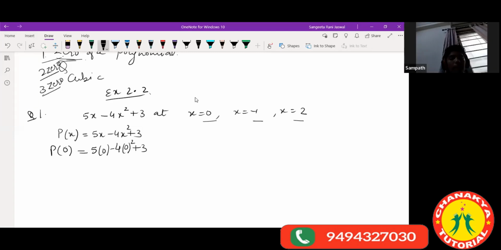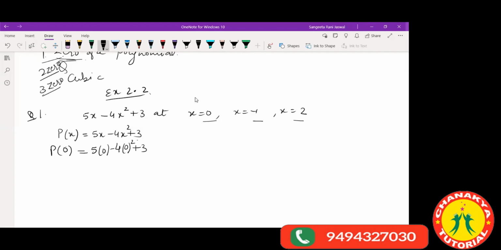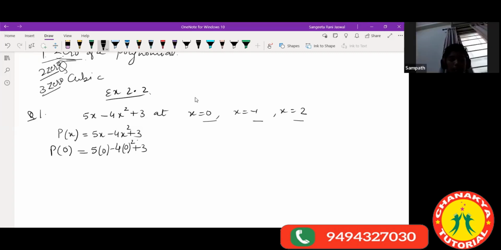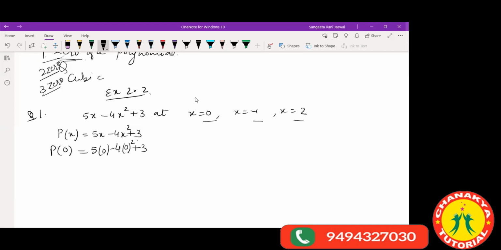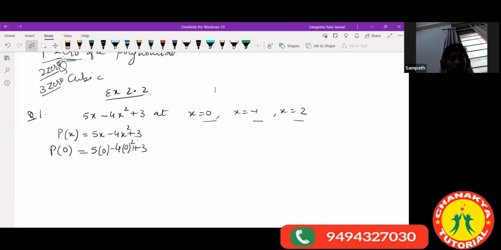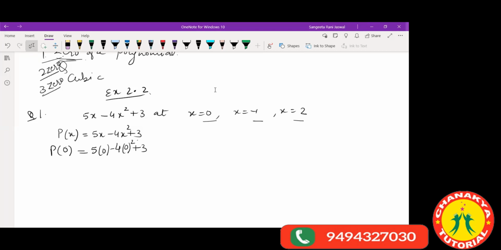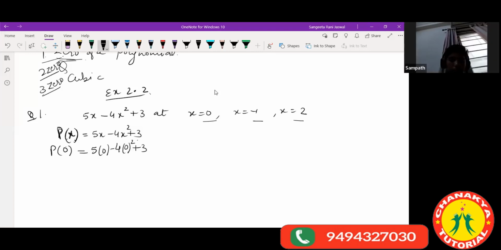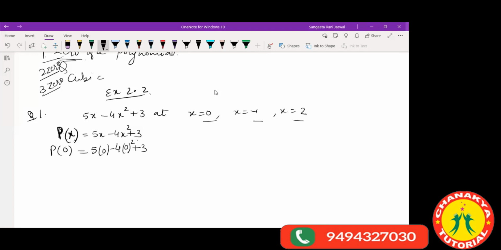Ma'am, if we are writing P of x, what does P refer to? P of x, P stands for polynomial. Polynomial in terms of x. Now this is the polynomial in terms of 0.